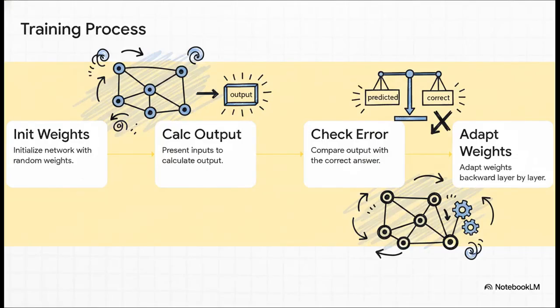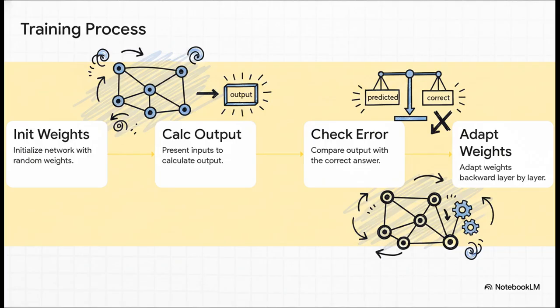Let's quickly summarize this incredibly powerful process. First, you initialize the network with random weights. Second, you present the training inputs and calculate an output. Third, you compare that output with the correct answer using an error function. And fourth, you adapt those weights backward, layer by layer. The machine is literally working backward from its own mistakes to learn.